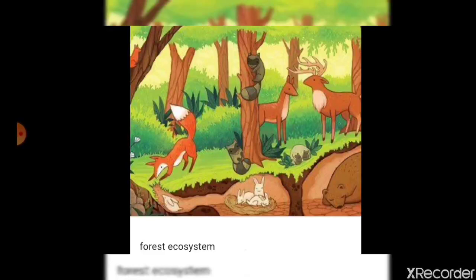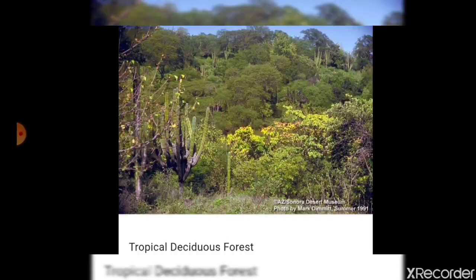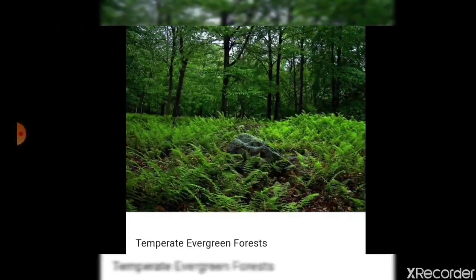Forest ecosystems are further divided into various types such as tropical evergreen forests. These forests are characterized by dense vegetation and trees of varying heights. Tropical deciduous forest. In these forests, a wide variety of flora and fauna is found. The flora is largely comprised of bushes, shrubs, along with few trees. Now, temperate evergreen forest. Here, mosses and ferns are the dominant flora, while trees are fewer in number.